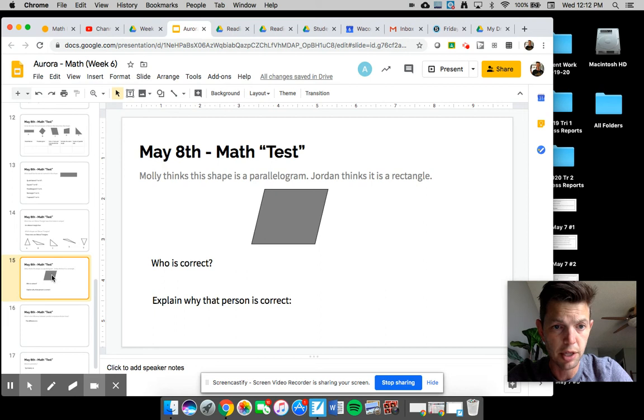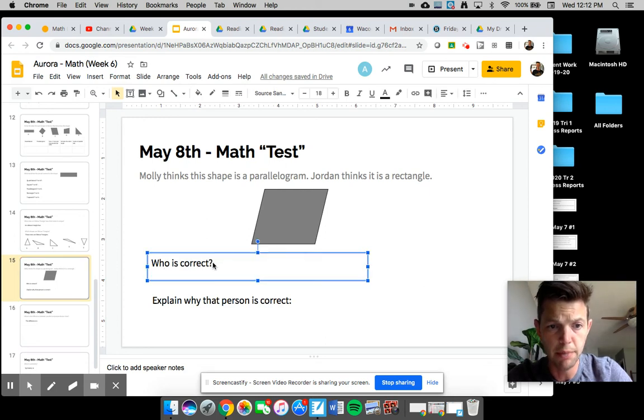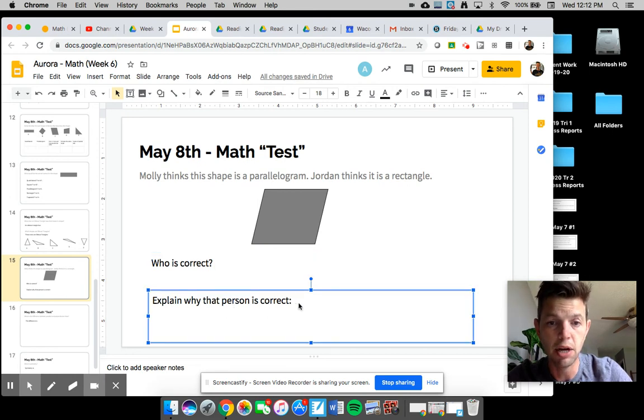Next slide, Molly thinks that this shape is a parallelogram. Jordan thinks it is a rectangle. Who is correct? You can just put their name there, whoever is correct, and then tell me why they are correct. Straightforward.